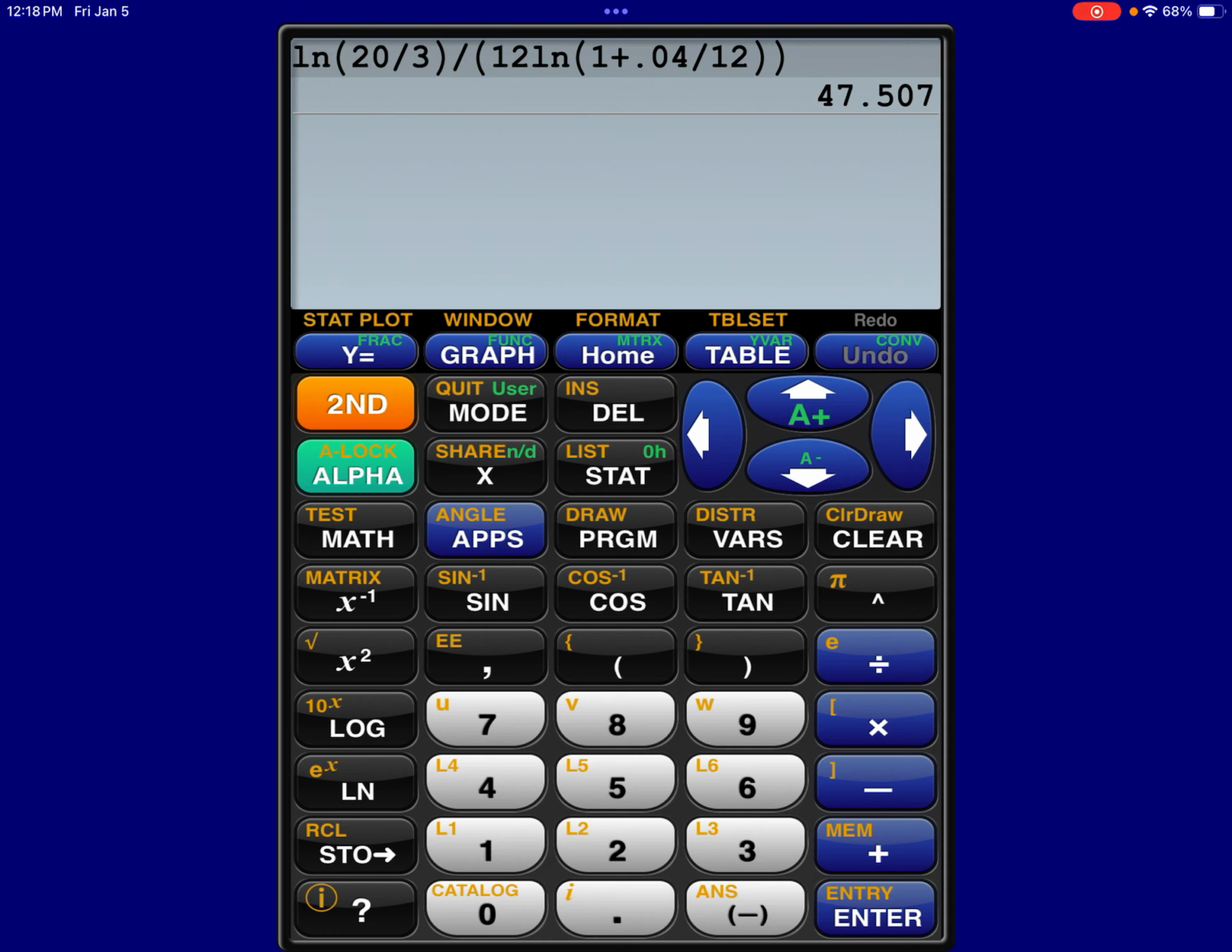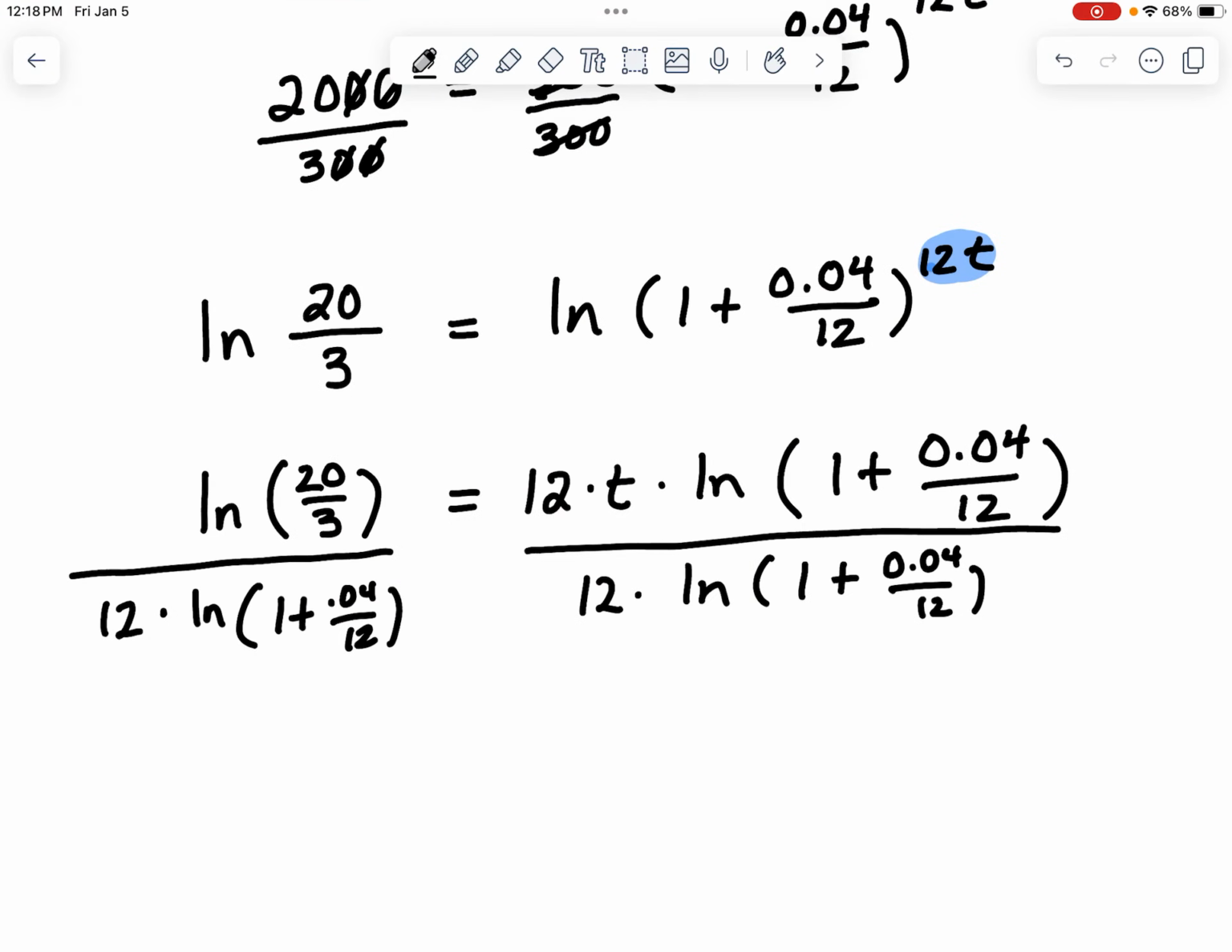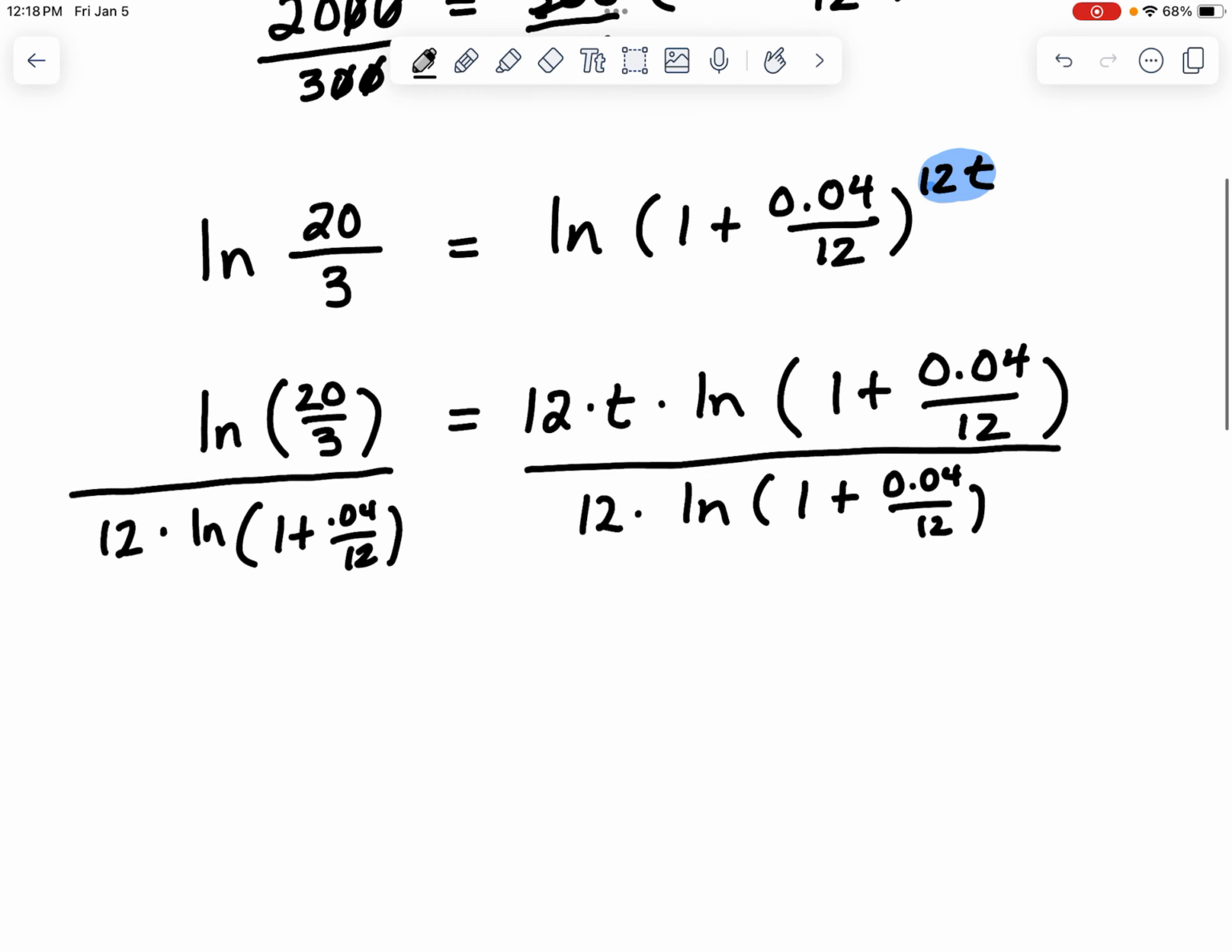47.507. Oh my goodness. I think I'm going to check that answer because it's saying it's going to take 47.5 years. Well, that's what the math says. So if you invest $300 at 4% compounded monthly, it's going to take 47.507 years until your $300 turns into $2,000.